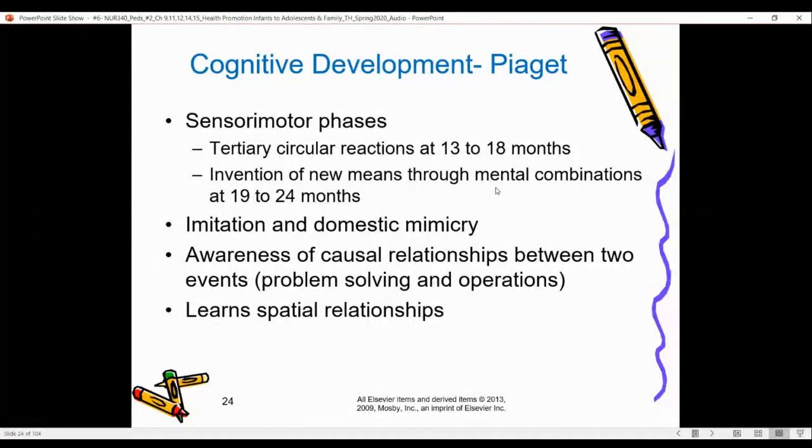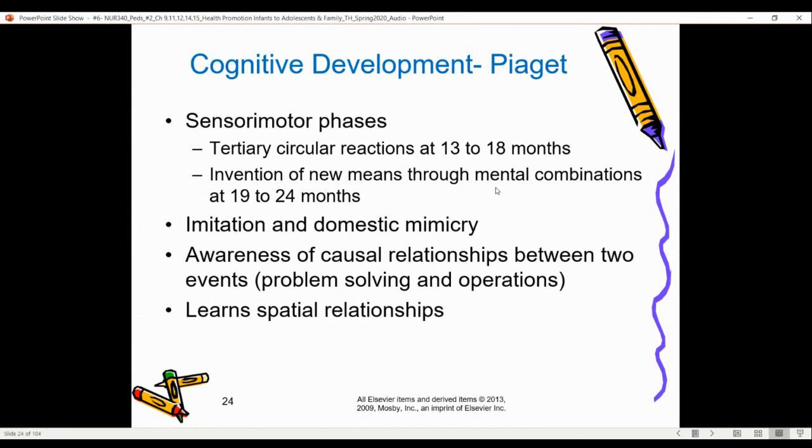All right, cognitive development with Piaget. The first part of this developmental stage, up to 24 months, the 2 years of age, is still sensorimotor. They're still learning those senses and motor functions, but they're now starting to make more mental combinations. The example with this one is tertiary circular reactions and inventions of new means and combinations. Basically what that means is they're able to start thinking with more depth and detail in their thought process.